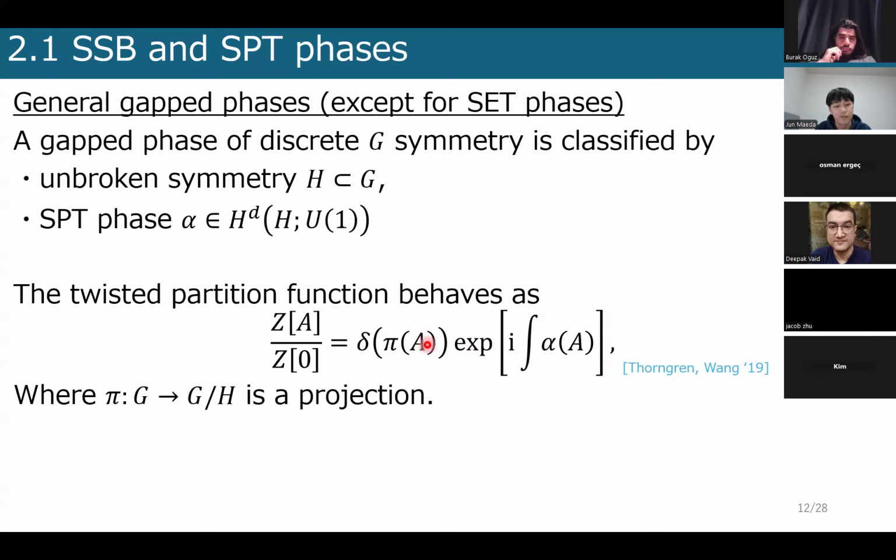This can be obtained by just combining the previous result. Yes, because here this is the partition function of the SSB phase in such a case, and this is the SPT phase partition function. So in general, for gapped phases of discrete symmetry, the twisted partition function behaves like this form.